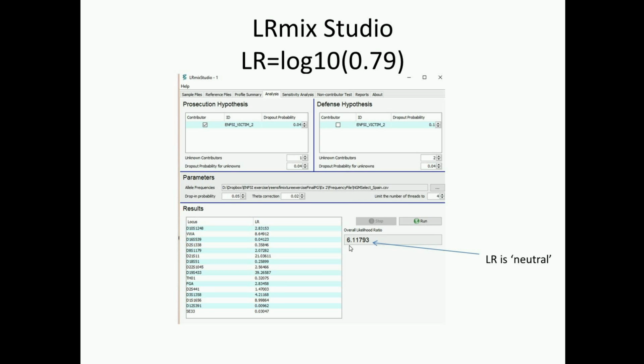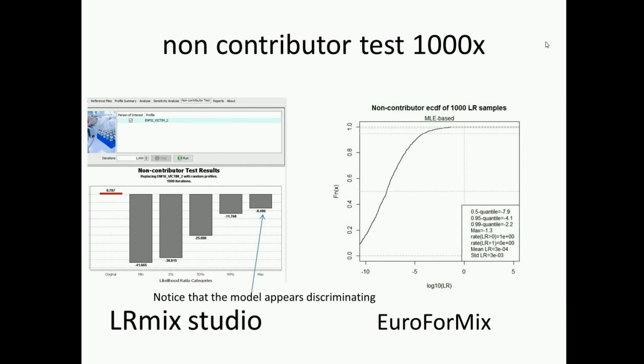So EFM is clearly giving us the more efficient model, and it illustrates once again that EuroForMix Studio does not work as efficiently if we are not able to condition on a major contributor to the profile. So now we carry out non-contributor tests. We take 1,000 random individuals and we apply them to the model.